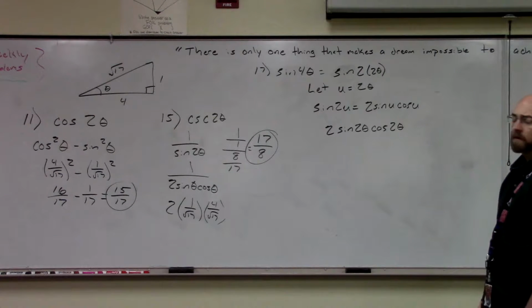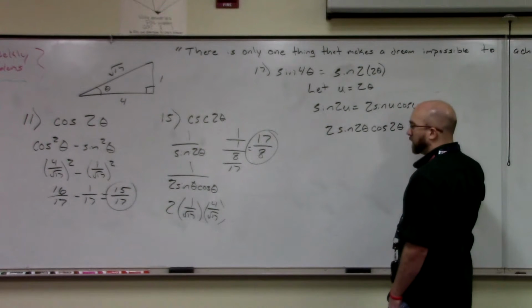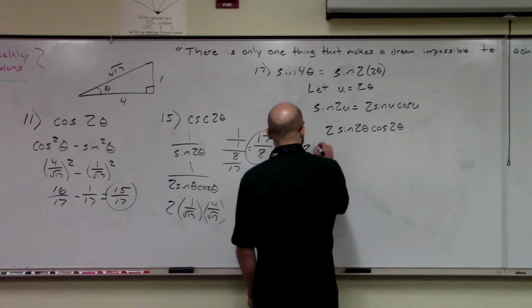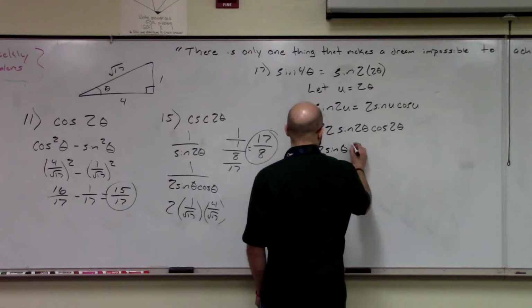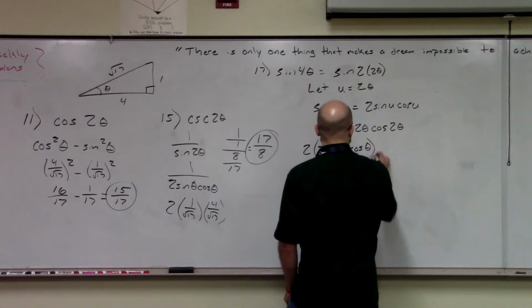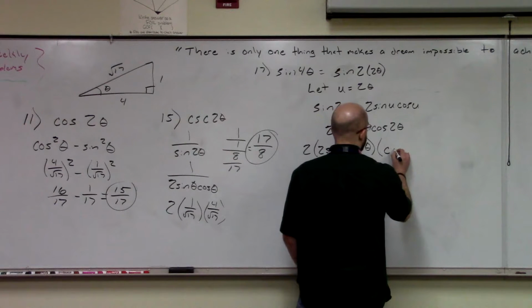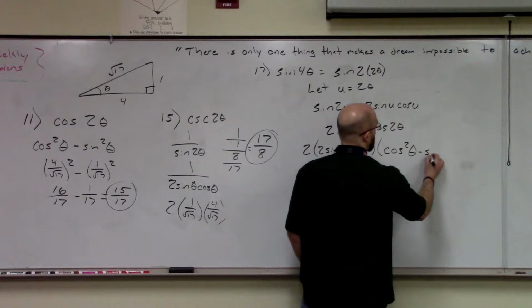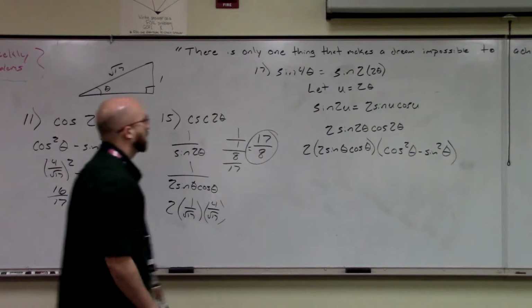Now, normally we would expand all that out. So we would technically get 2 times 2 sine theta cosine theta, all times, and we'll just use this one again, cosine squared theta minus sine squared theta. That's if we expand it all out.